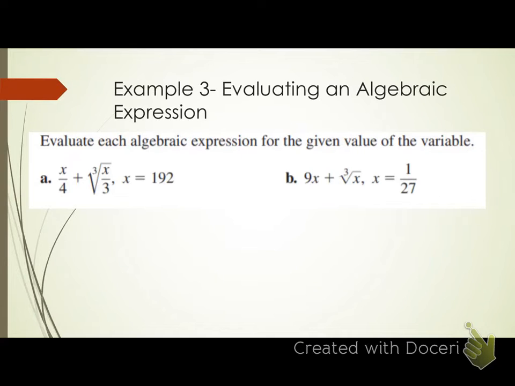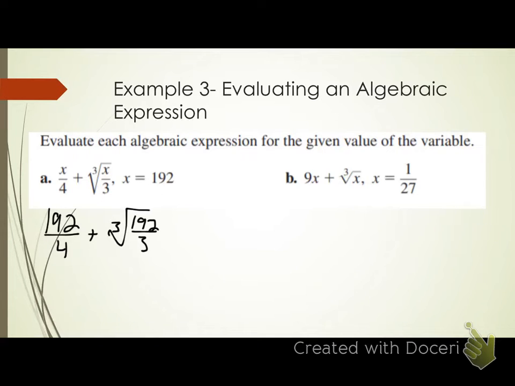So what do I need to do here on letter A? Figure out what 192 over 3 cubed is. Well, before I do that, I need to do what? Put in the x. Yeah, substitute my value of x into the expression. So anywhere I see an x in the expression, it's getting replaced with what? 192. Everyone okay with that? Questions there? Okay.